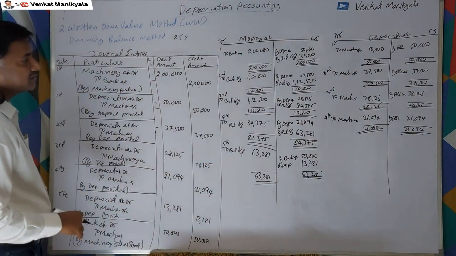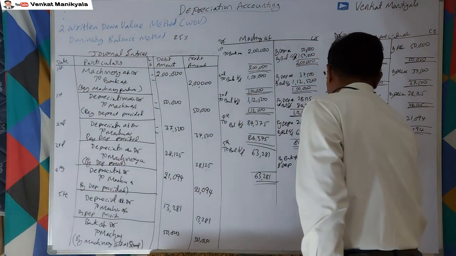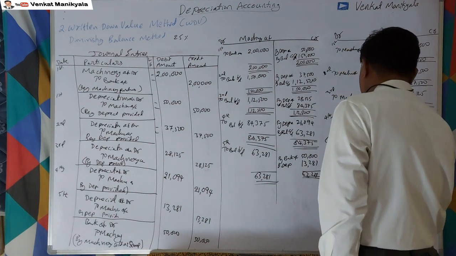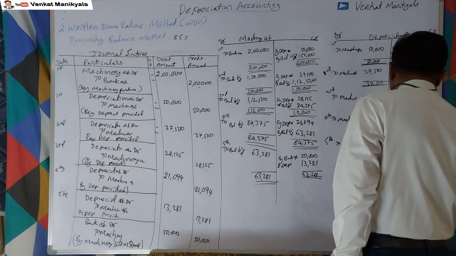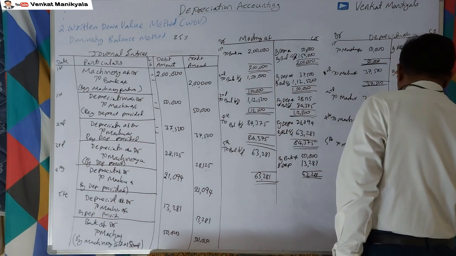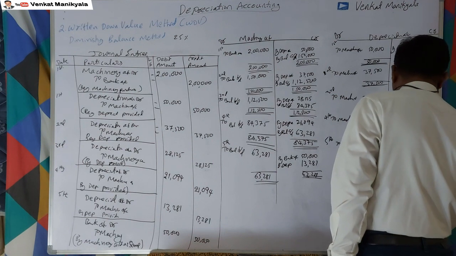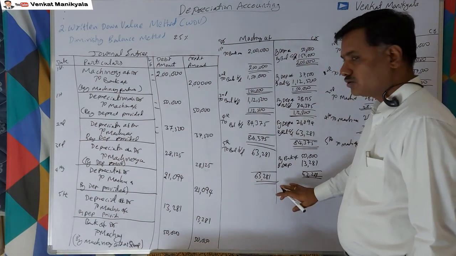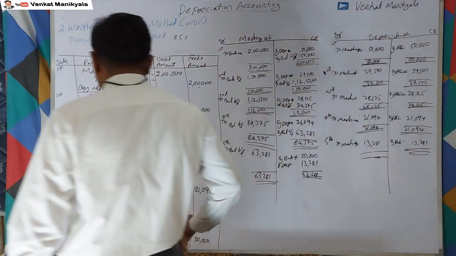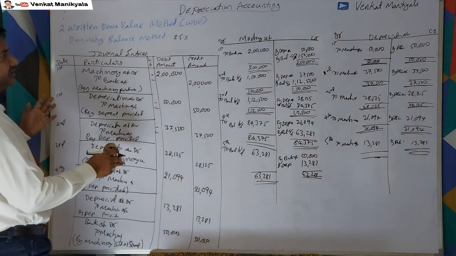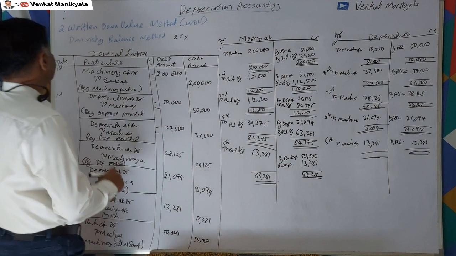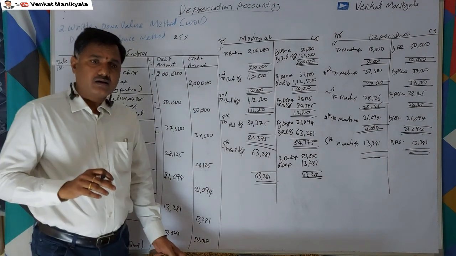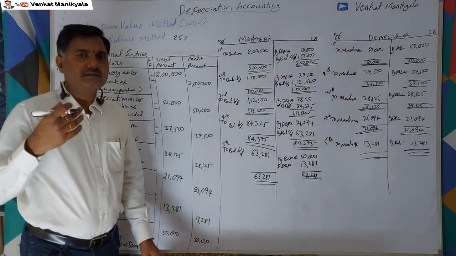So in the fifth year, depreciation account to machinery account is 13,281, and by transfer to P&L account 13,281. By this, the depreciation account is closed and the machinery account is also closed. By writing general entries in machinery and depreciation account, the second method, the WDV method, is also completed. In the next video we'll discuss the other methods.